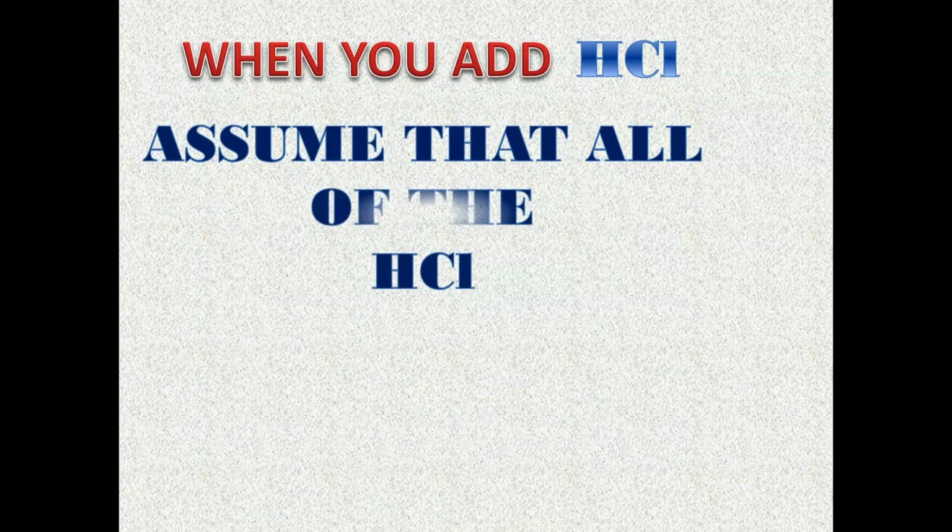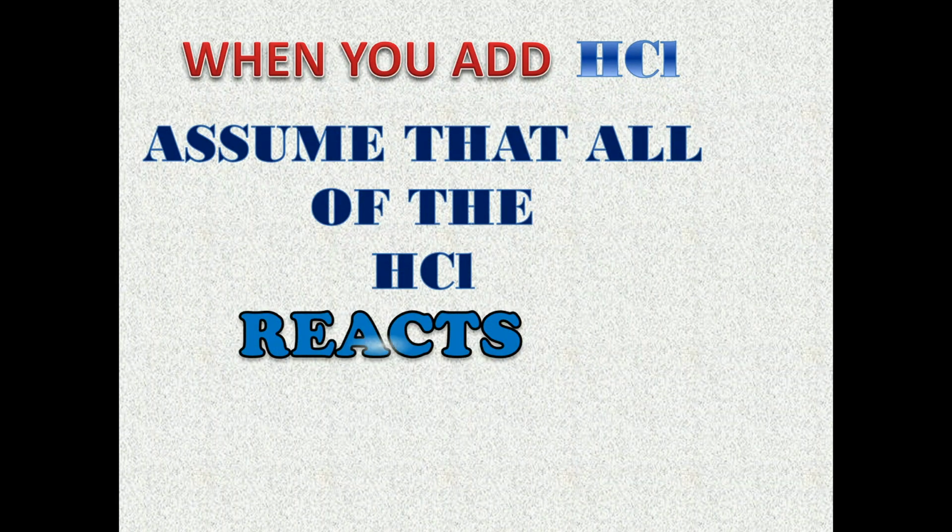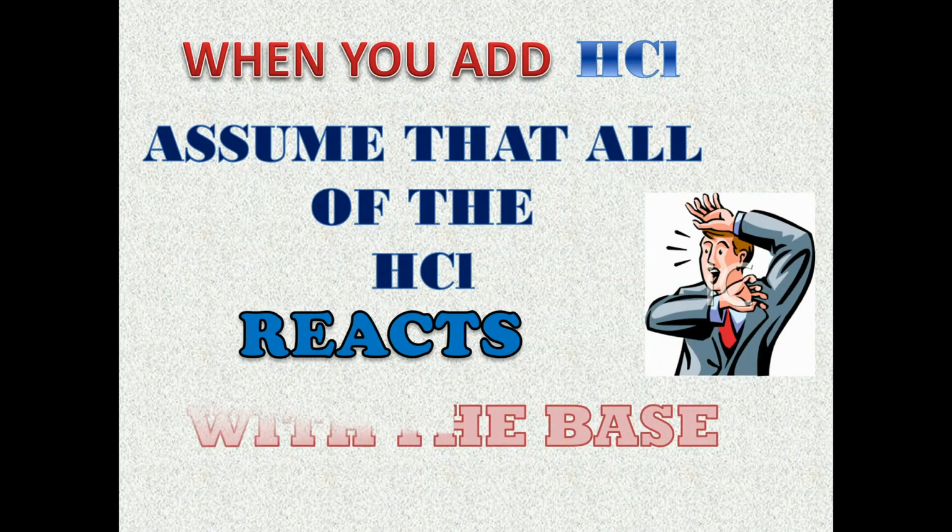Now, when I add HCl, I'm going to make the assumption that because it's a strong acid, it's going to completely react with the base. When I am done, that H plus is now all HNO2. And I'm back to 0 H plus.